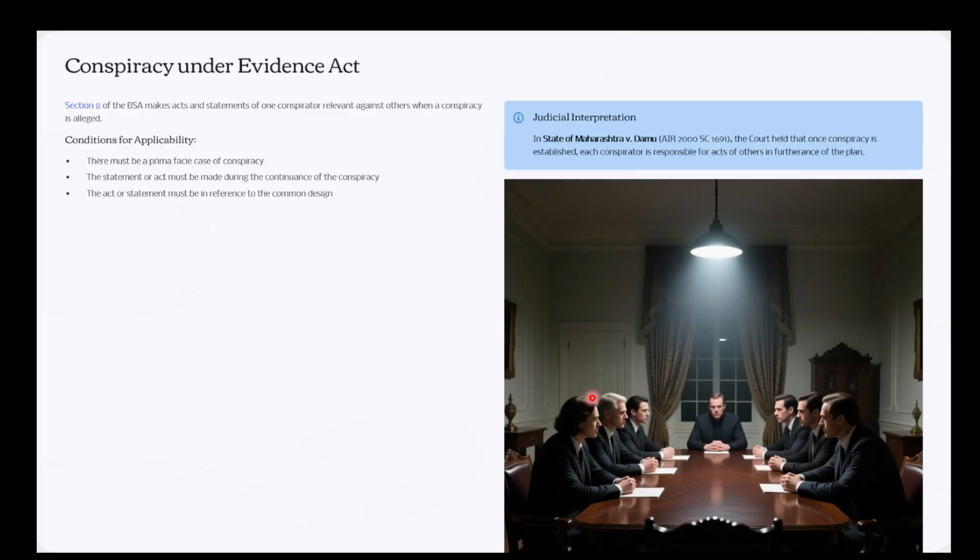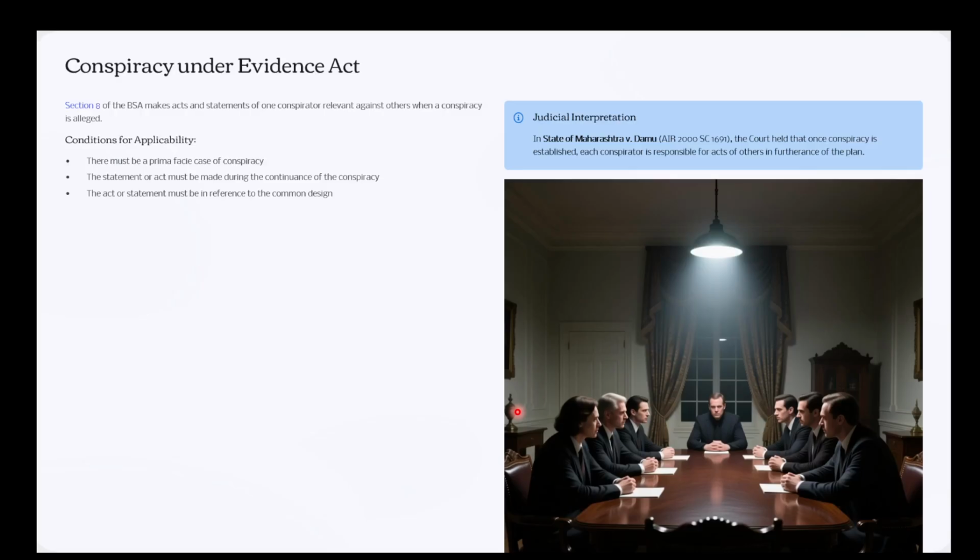Conspiracy under the Evidence Act: section 8 of the BSA makes acts and statements of one of the conspirators relevant against others when a conspiracy is alleged. The conditions for applicability: there must be a prima facie case of conspiracy, the statement or act must be made during the continuance of the conspiracy, and the act or statement must be in reference to the common design.